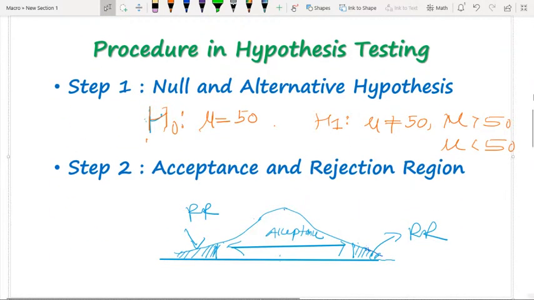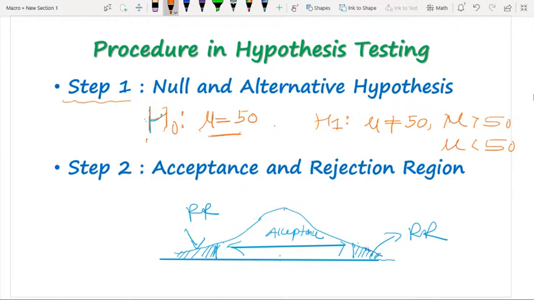So to illustrate the process or procedure used in hypothesis testing, we take here a simple example where we have to test a claim made about the population mean. So there are certain steps in hypothesis testing. The first and the most important step is the formulation of hypothesis.